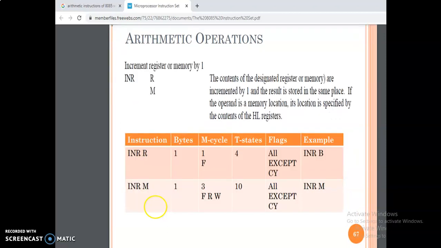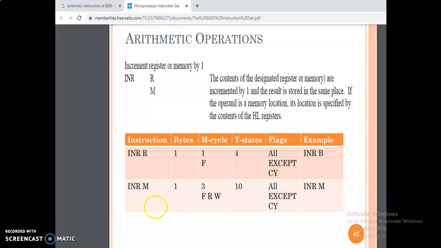So this is the increment register or memory by 1. This is INR. The content of the register is incremented by 1. For example, B is a general purpose register. If you already stored the value 10 in register B, and you use the instruction INR B, it increments the content of the register to 11. So the value of B after the instruction INR B is 11.